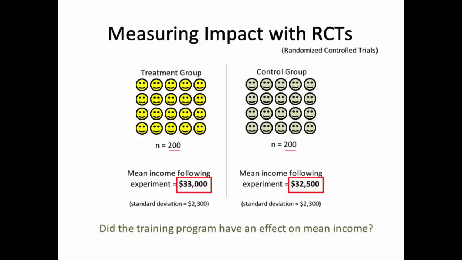Now what we want to know is, is that $500 statistically significant? Or could it just be due to random sampling fluctuation, and the $500 difference isn't actually statistically significant?